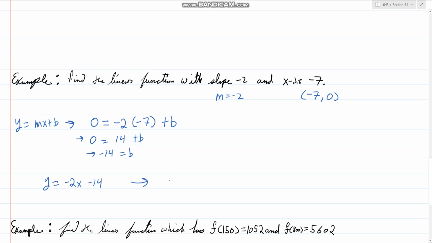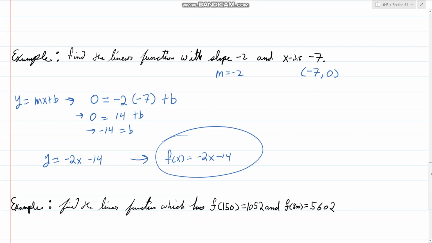y equals negative 2x minus 14. And we can now write that in function notation. f of x equals negative 2x minus 14. So there is our final answer. We found the linear function.